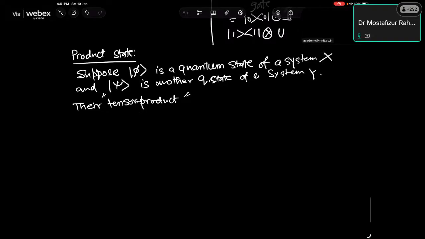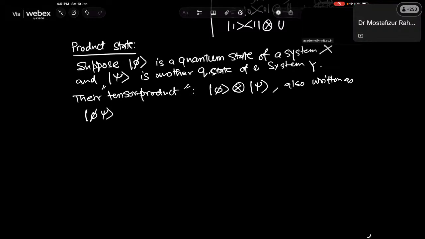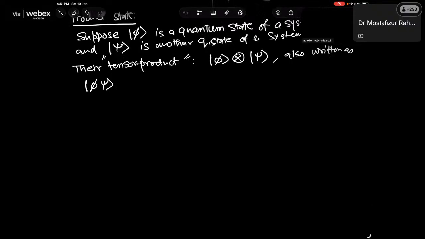Okay, so the tensor product, that is phi tensor product with psi, is also written as phi psi, and is a quantum state of the joint system x comma y.